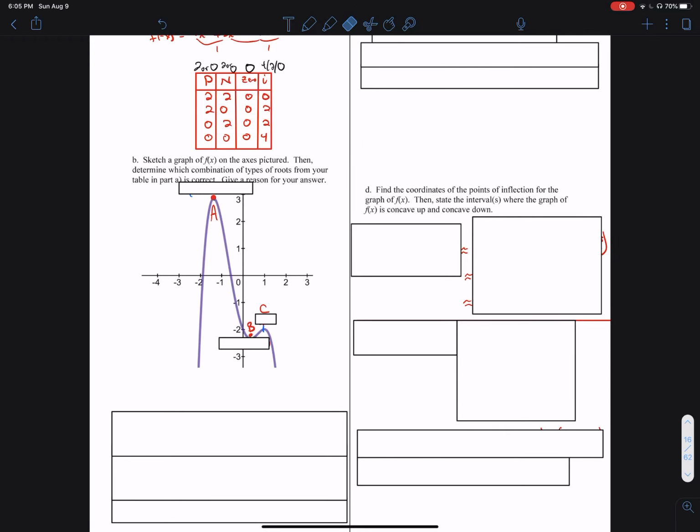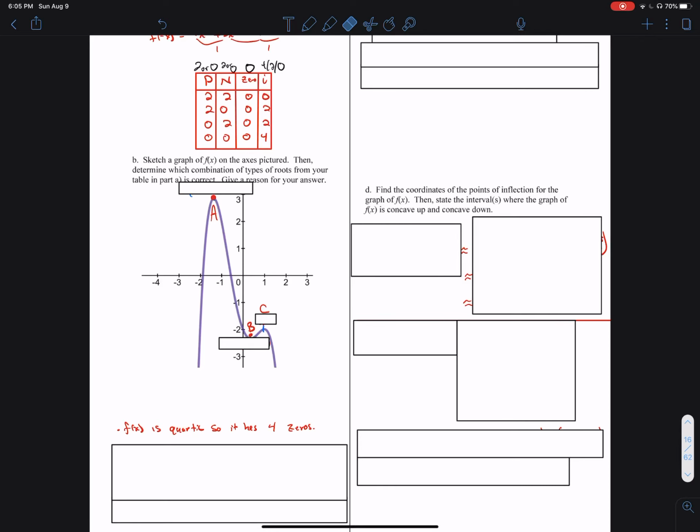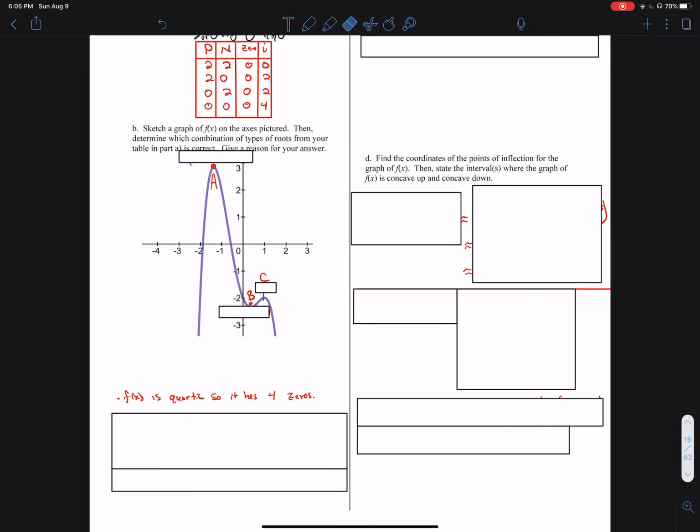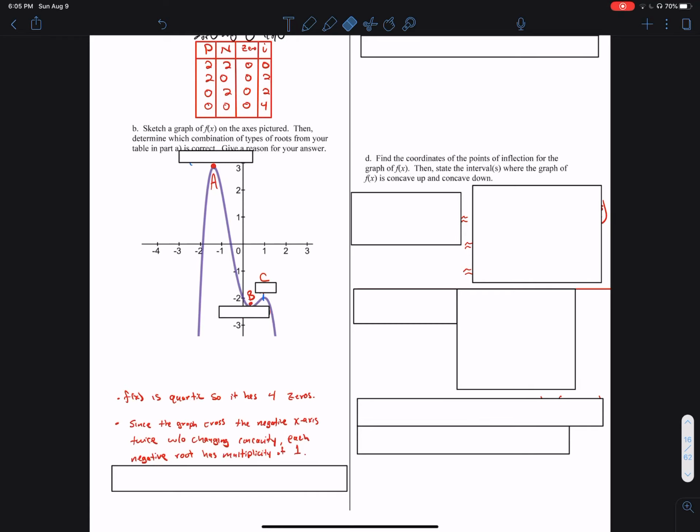Writing this down formally, f of x is quartic, so it has 4 zeros. We are painstakingly writing down every detail. Since the graph crosses the negative x-axis twice without changing concavity, each negative root has a multiplicity of 1. You have to mention the multiplicity. So the 2 remaining roots have to be imaginary.